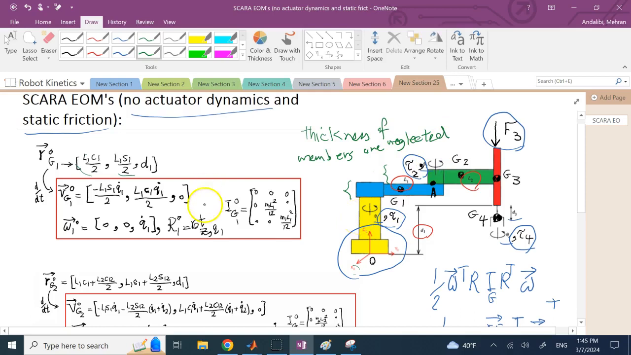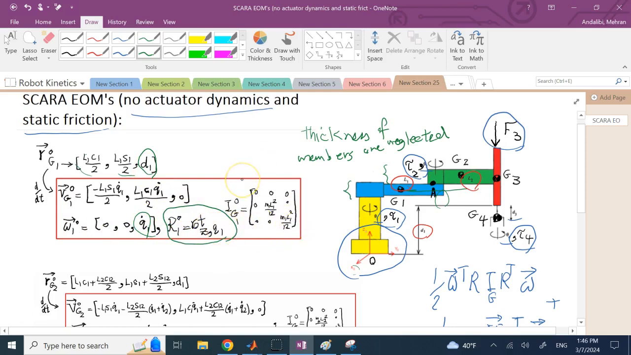D1 is basically the elevation of the centroid. Again, here we are neglecting this thickness. Take a time derivative with chain rule, you get negative L1 sine 1 Q1 dot over 2, L1 cosine 1 Q1 dot over 2, and 0 because D1 is constant. Omega of member 1 in 0 is simply 0, 0, Q1 dot because the rotation is happening about the z-axis. Rotation of member 1 in 0 is simply a rotation z with angle Q1.